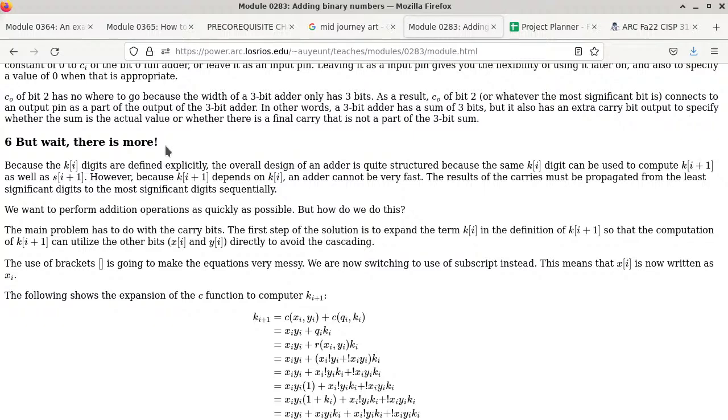The topic is, but wait, there's more. If you have ever watched infomercials, you know there's a lot that they have to say whenever they say, but wait, there's more. So this is the part where we optimize the adder design so that it takes constant time. The amount of time it takes for a 1-bit adder to perform its operation is, quote unquote, the same as a 64-bit adder, as a 128-bit adder, and so on. There's a trick that we can do to make something like that possible. That's what section 6 is all about.